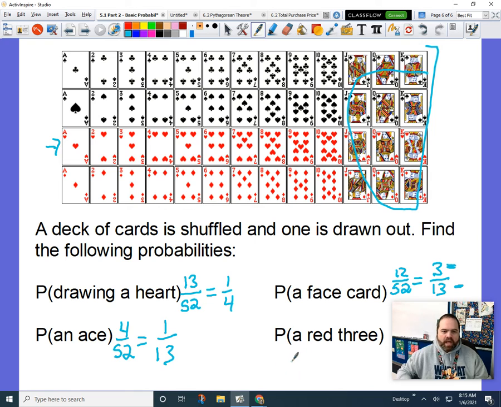Last one is kind of an oddball, a red 3, specifically a red 3. Right? There's only 2 of those. 2 out of 52 reduces down to 1 out of 26. Okay, just check your fractions and make sure that they reduce. If you're not real good at reducing fractions, grab a calculator. It'll do it for you. If you need help doing that, ask me. I can walk you through it.